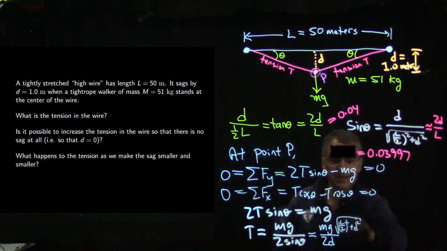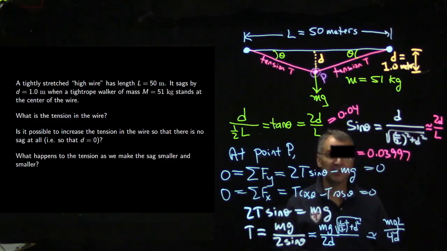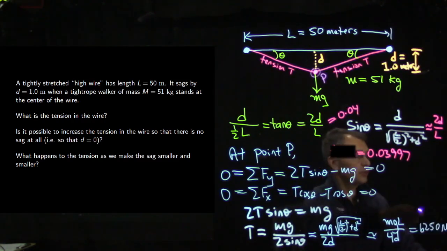So if you really want to be exact, you get an expression something like this, but this is almost exactly the same as mg L over 4d, because we have mg over 2 sine theta, and sine theta is very close to 2d over L. So there's 2 times 2d, and then you put the L upstairs. You can show that to yourself by plugging in numbers if you like. So what we get for the tension, if we put in numbers, is 6,250 newtons.